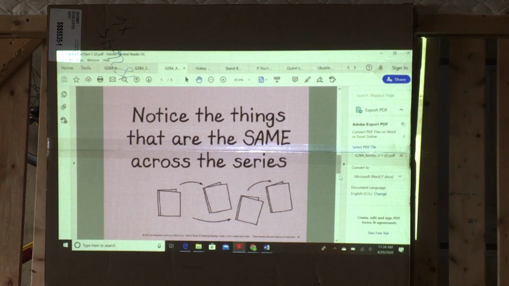And this is what we're going to look at today. Notice the things that are the same across the series. So notice the things that are the same across the series. Now, some things you're going to find there's going to be similarities, there are going to be differences. Okay, if the whole book was similar, then, well, that's going to be a pretty boring book. So let me show you what I mean by that. What we're really talking about here, we're talking about the characters.